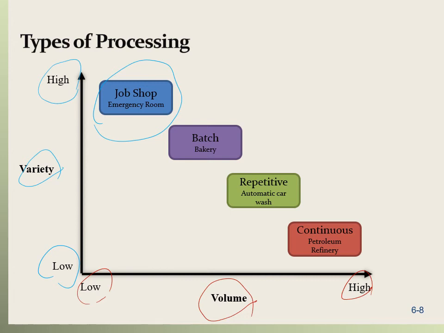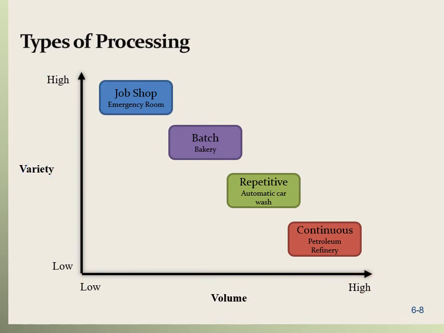And next we have the batch, which is capable of providing less variety than job shop, but it's still more capable of higher variety than repetitive assembly line and continuous. It's also able of providing more volume than job shop, but it's less capable than the repetitive or the continuous.